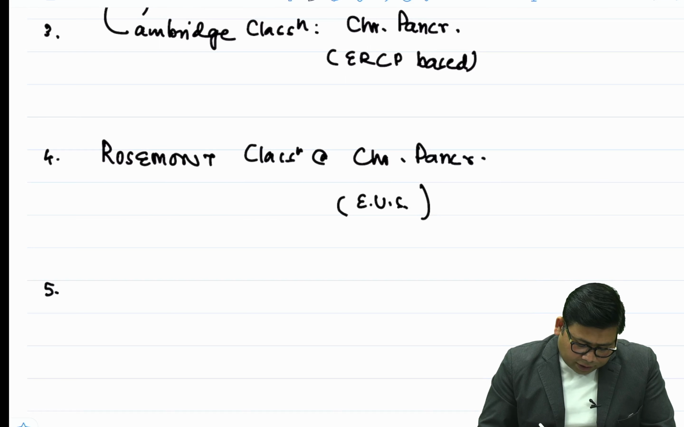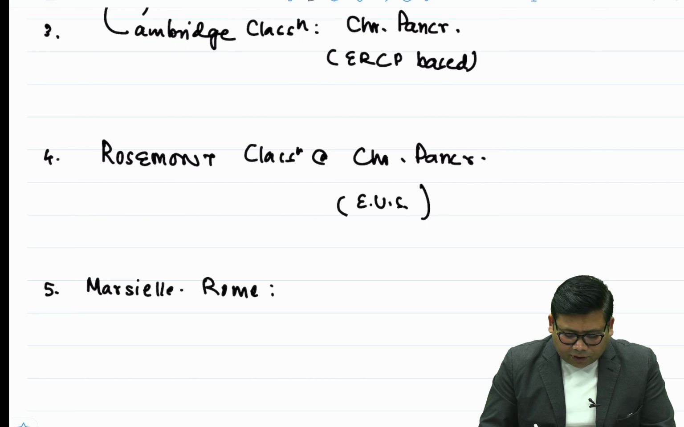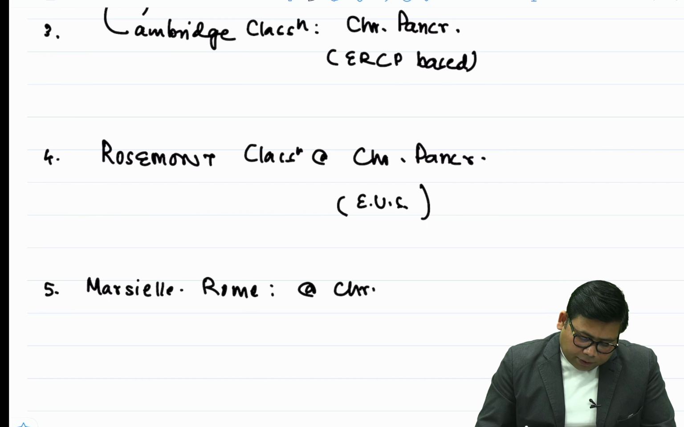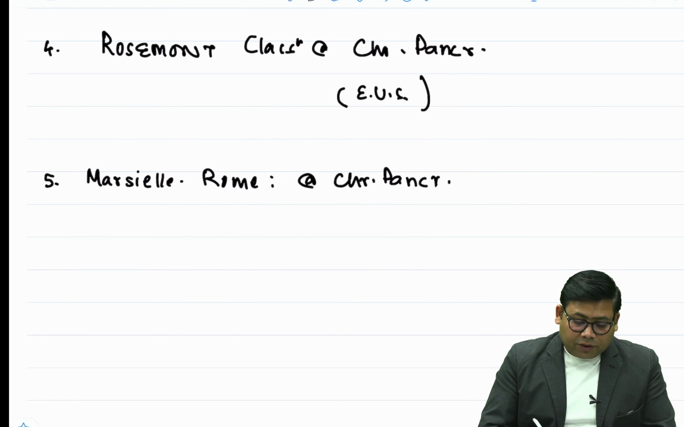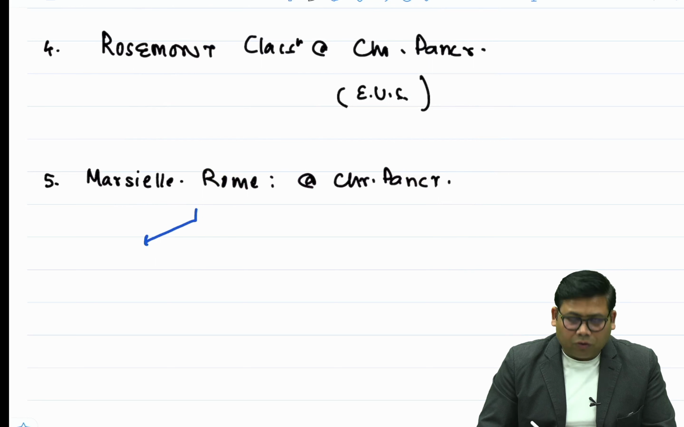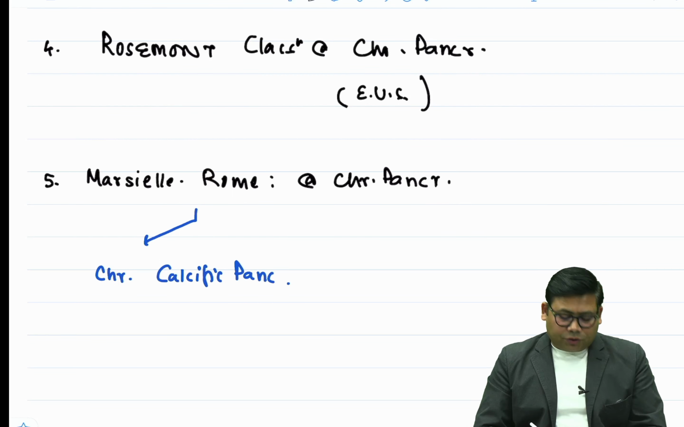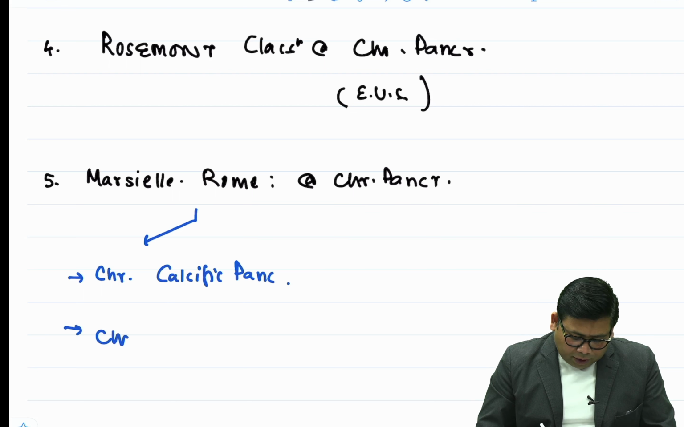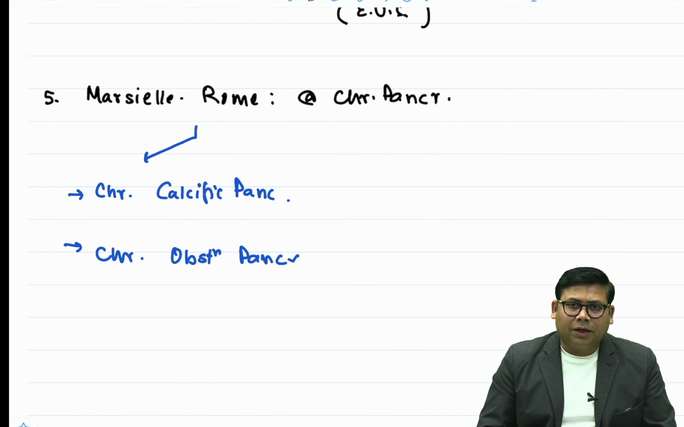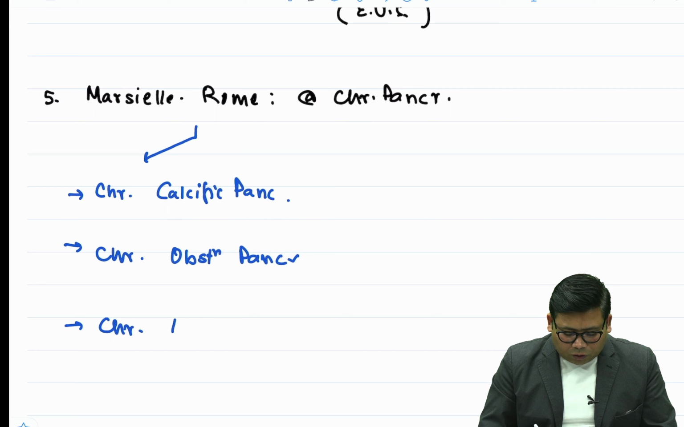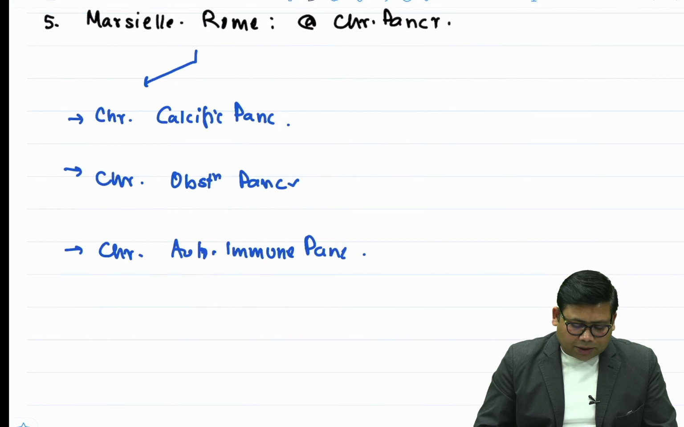Then we also have a classification known as the M-ANNHEIM classification. It is a classification for chronic pancreatitis, which redefines pancreatitis into a lot of conditions like chronic calcific pancreatitis, where there is calcium deposition in the duct. Then there is chronic obstructive pancreatitis. Now this is due to ductal strictures resulting in obstruction. And then there is chronic autoimmune pancreatitis. So this is the classification.